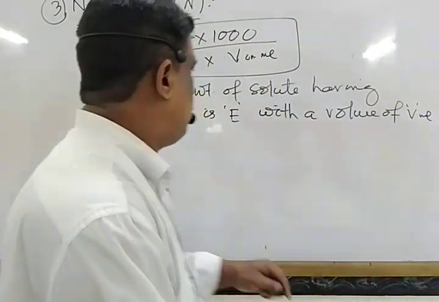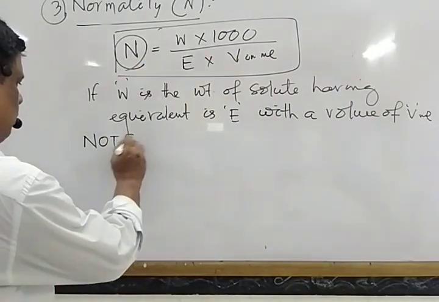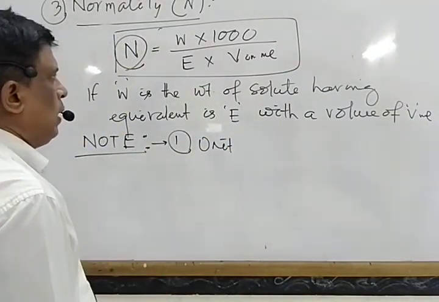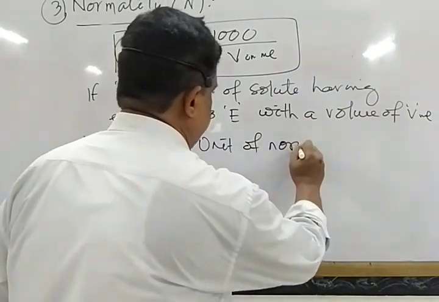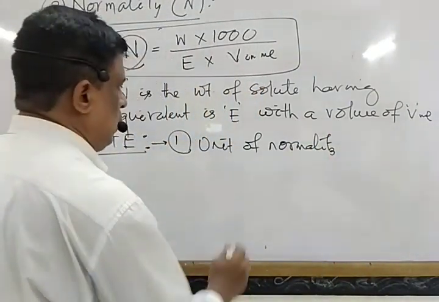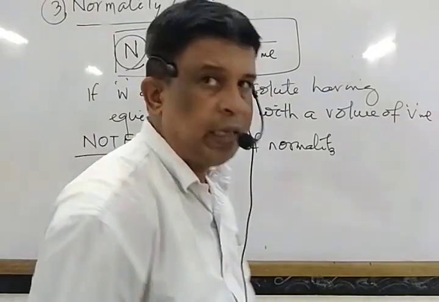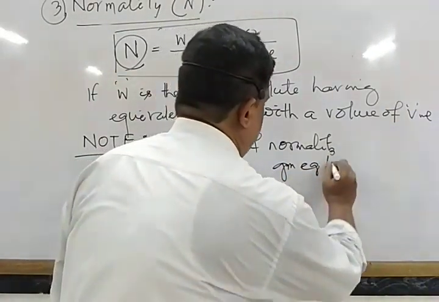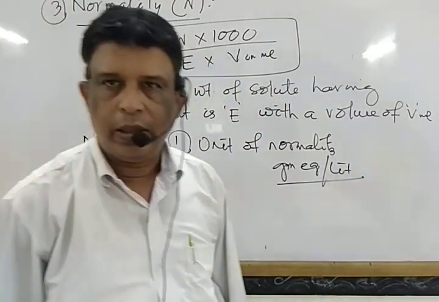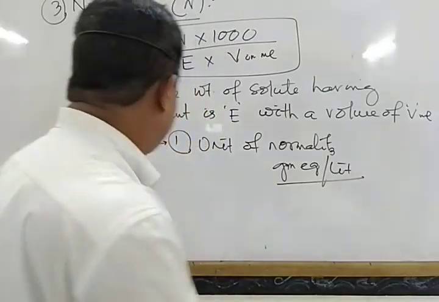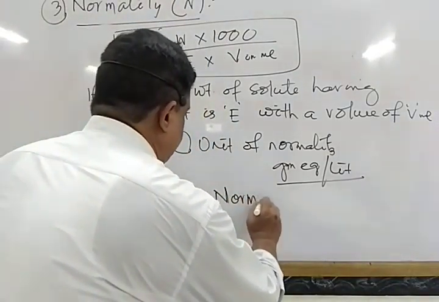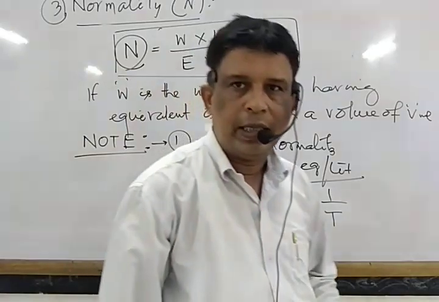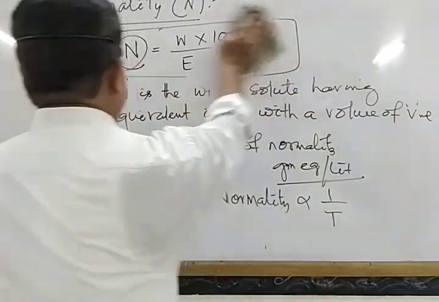Besides this, we have to remember one or two points under the heading of note. Point one, the unit of normality. Normality is nothing but the number of gram equivalents, so the unit is gram equivalent per liter of the solution. Point two, how does it depend upon the temperature? Normality is inversely proportional to the temperature. If temperature increases, then the normality of the solution decreases.